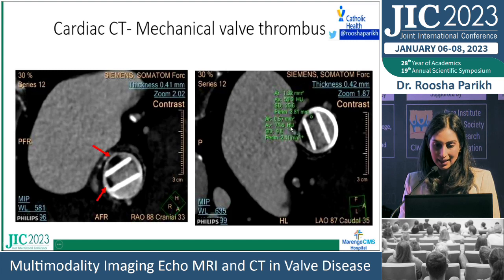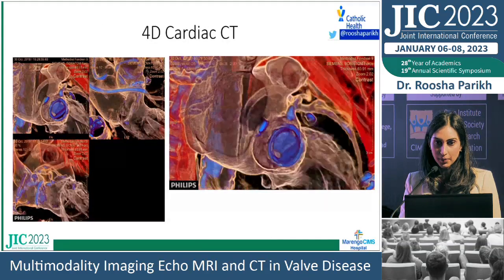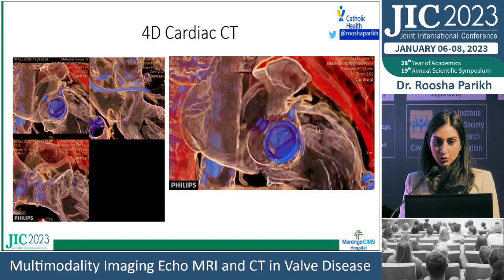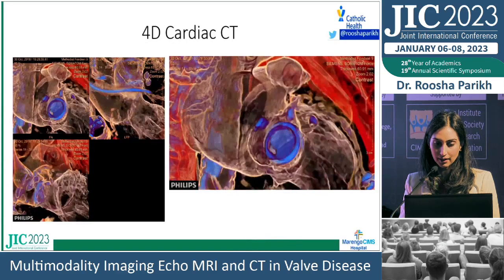We can see the HU, or the density of the material, which was 71, and that's how we identify it as thrombus. The next thing you want to see is, is this valve opening or closing? While fluoroscopy, or taking the patient to the cath lab, used to be the standard of care, this is the quality of images we can now get.